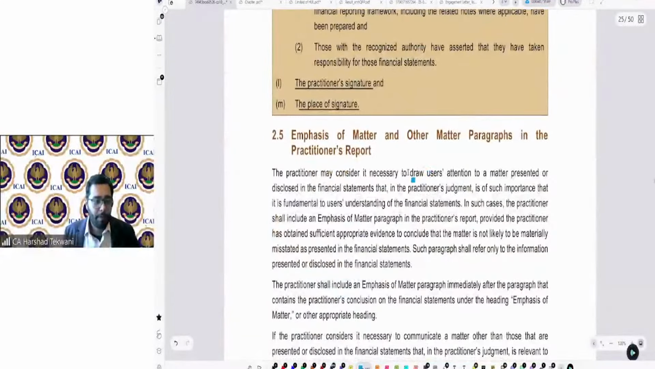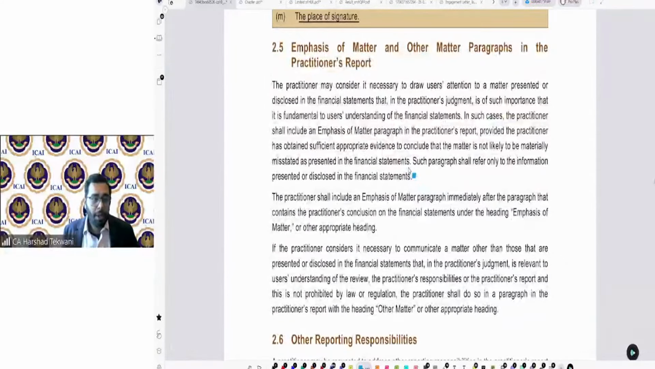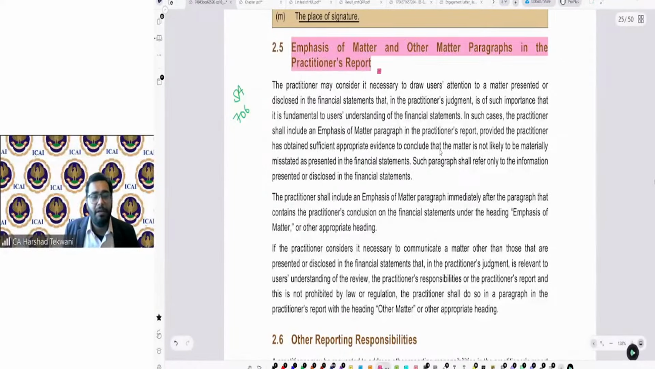Now coming to the requirement of EOM and OM paragraphs. The way we have SA 706, on similar lines we have a requirement of OM and EOM paragraphs in SRE also. Now, we may include an EOM paragraph and an OM paragraph, on the same lines as in SA 706.